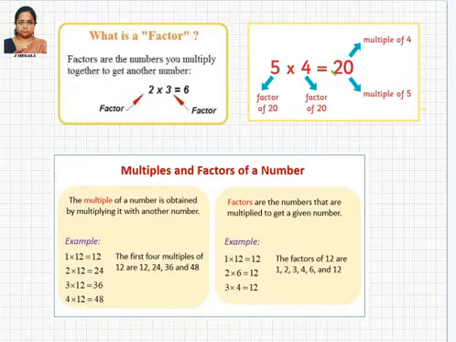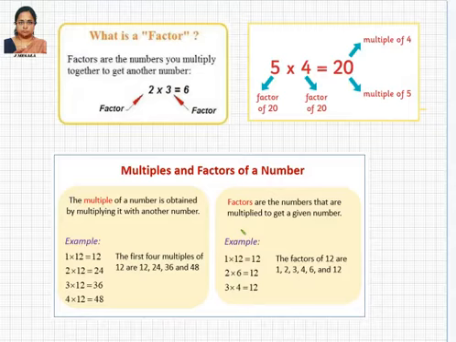The result, whatever you get, is called a multiple. So we can say 20 is a multiple of 4 as well as a multiple of 5. Multiples are nothing but that particular number into 1, into 2, into 3, into 4, and so on. So there is no limit for multiples. The first 4 multiples listed here are 12, 24, 36, 48. The next number is going to be 60 and so on. There is no limit for that.